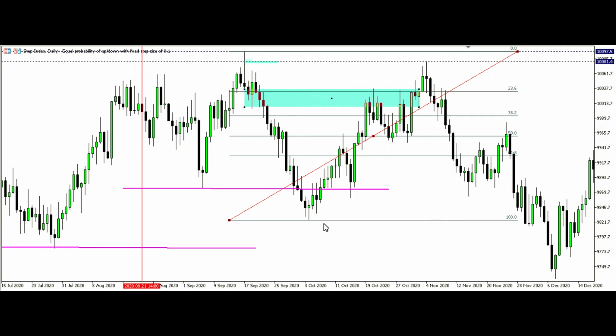So this is the level that broke the structure, from the high to the low that broke the structure. So we expected a retracement into it, and price traded and even traded above. Even if you had a trade at the 23 level, you wouldn't be wrong.